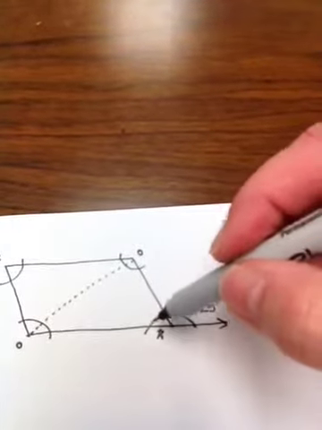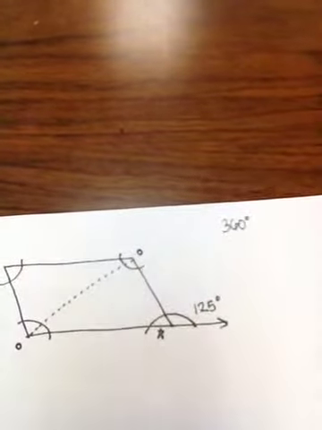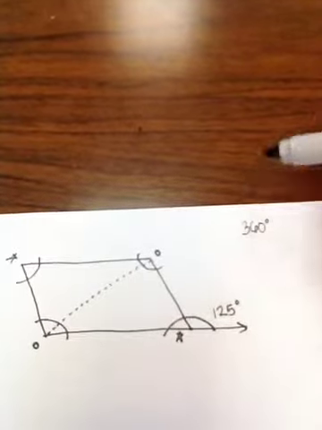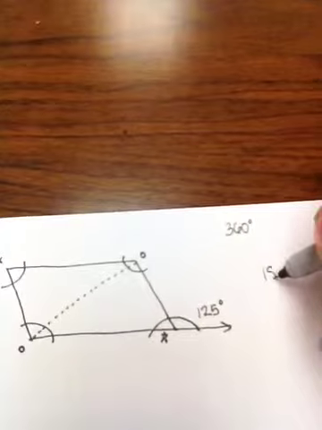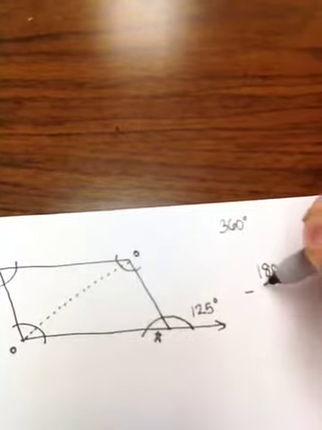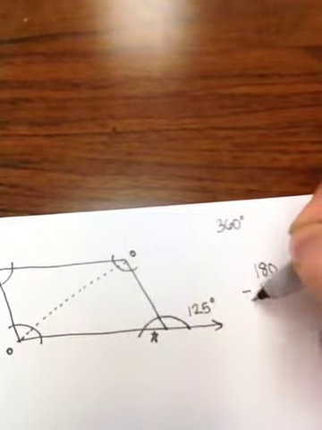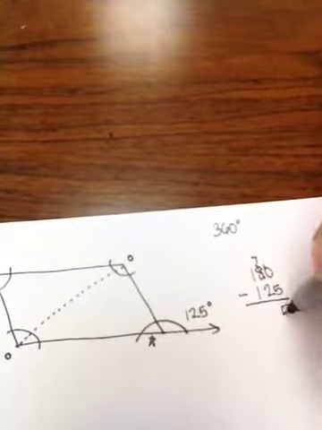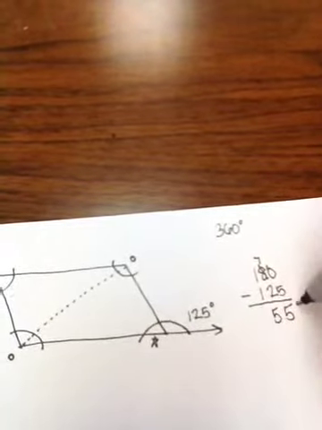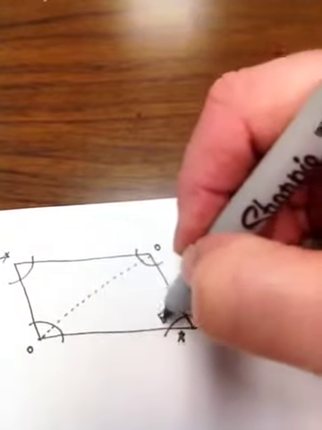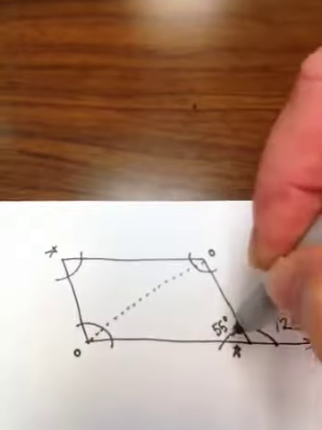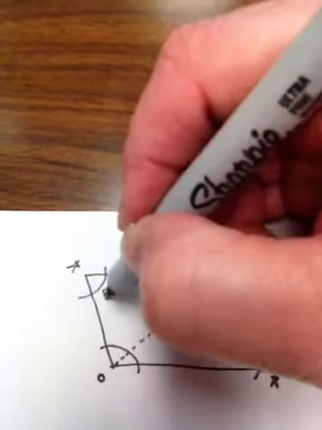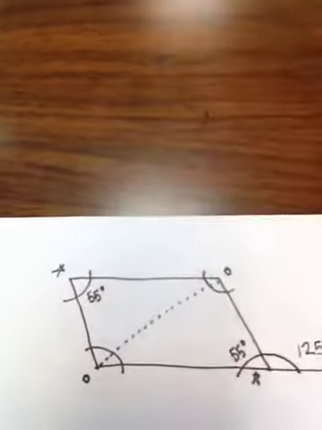So what do I need to do to find out what this angle is? Think about it. What do I got to do? I'm going to take 180 minus 125, and I'm going to end up with 55 degrees. So I know that this angle is 55 degrees, which automatically, magically means this is 55 degrees.